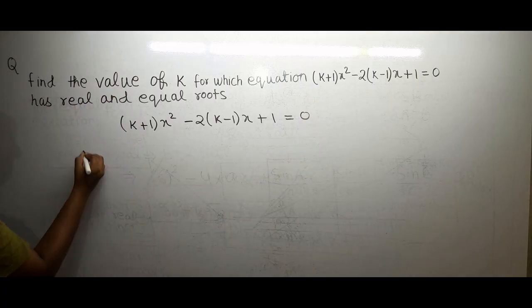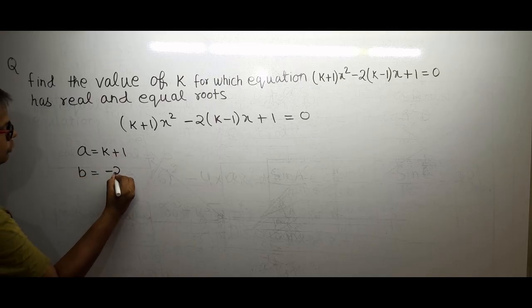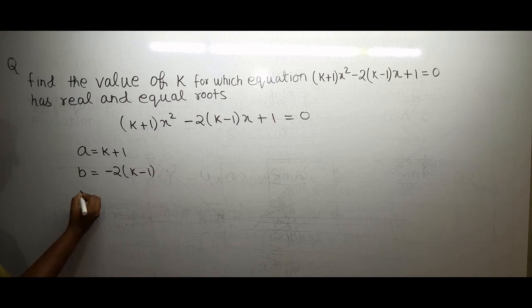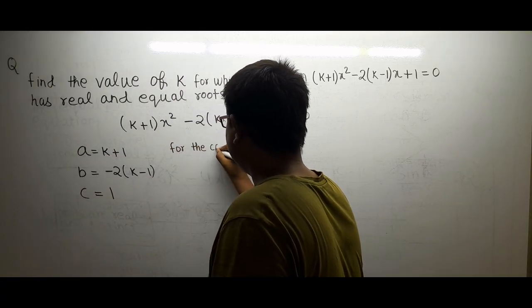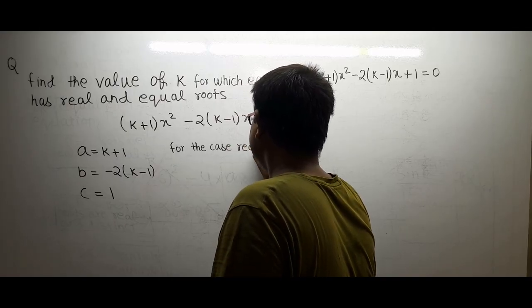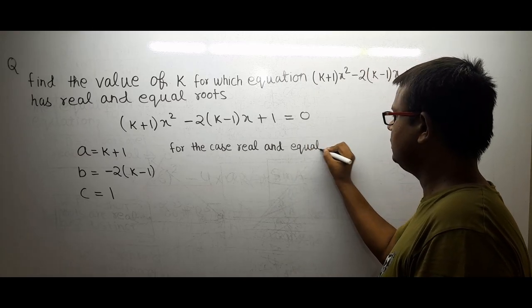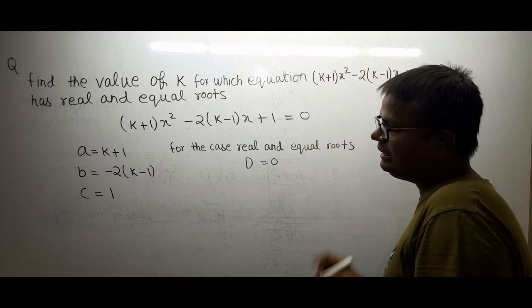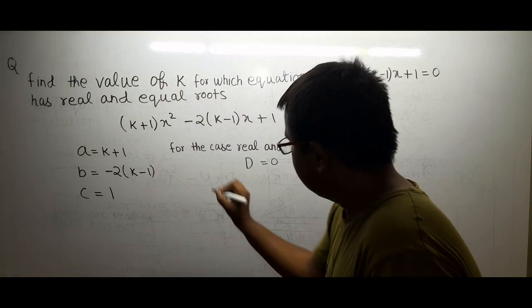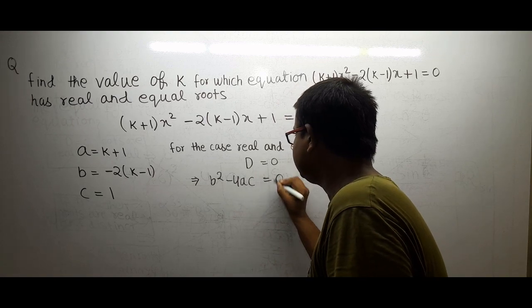So what is the value of a? a is equal to k + 1, b is equal to −2(k − 1), and c is equal to 1. For the case of real and equal roots, D is equal to 0. That means the discriminant will be equal to 0. What is the discriminant? b² − 4ac, that is equal to 0.